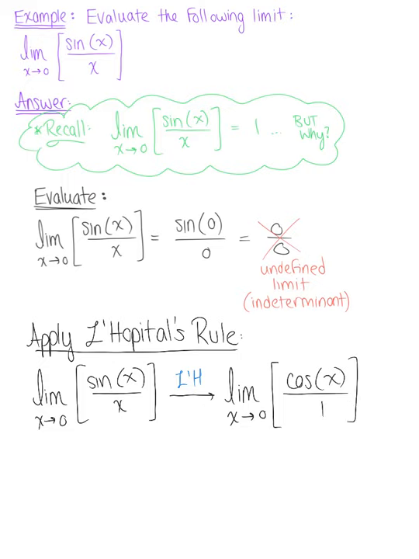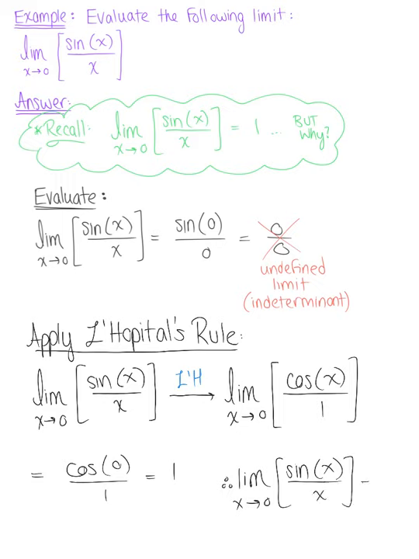And so now when we go ahead and evaluate, this will be cosine of 0 over 1. And we, of course, know that cosine of 0 is 1. And that's our beautiful final answer. Woohoo! So we have confirmed our conclusion. We see that the limit as x approaches 0 of sine of x divided by x is 1. And we are ready to box it up.